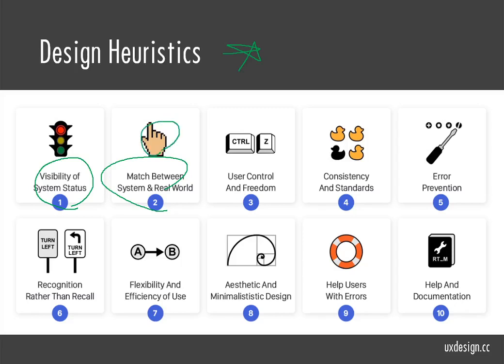The third one, user control and freedom. For example, the program should have the function to undo what you have just deleted. Because the photo of your friend sleeping during the class has to go online. I'm just kidding. Anyways, the fourth one is consistency and standards. The red color is for cancel, not continue. That's consistency and standards.